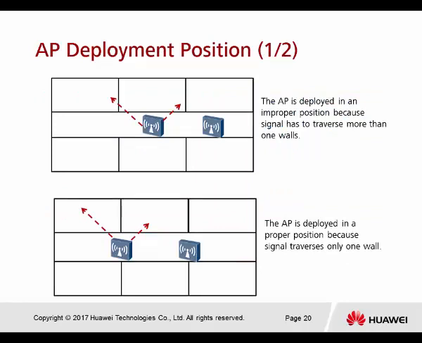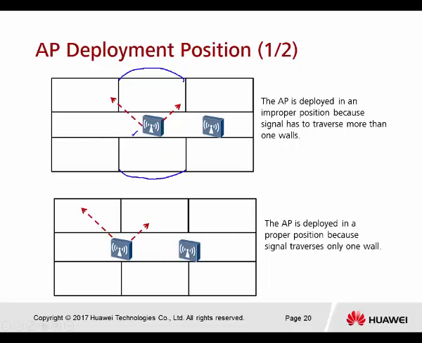AP deployment position. For the AP deployment, we also have to be concerned about this problem. When we deploy the AP, take note: for example, this is a hotel building, and they have a total of 6 rooms. The AP is deployed right in front of 2 rooms here. With this kind of position, the AP coverage can cover the room at the top and also below here, should be no problem.